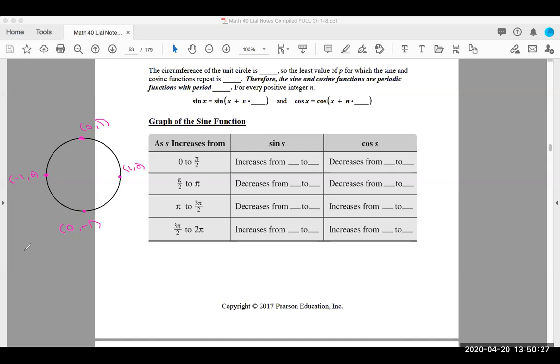Remember for the unit circle, we have cosine s, sine s for our values. So what this is saying is what happens as s increases from. Remember, the way that we measure s is from standard position. This is your initial side, and then you have your terminal side over here.